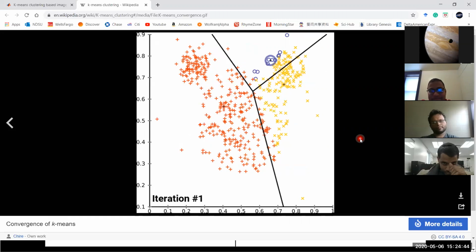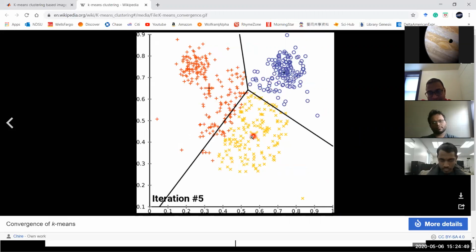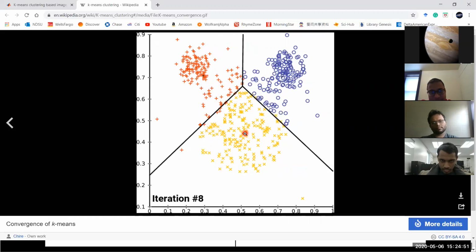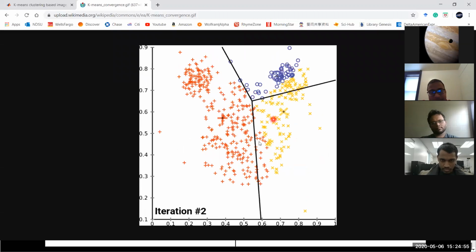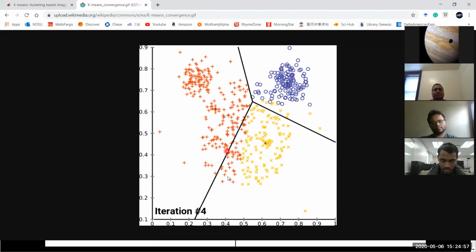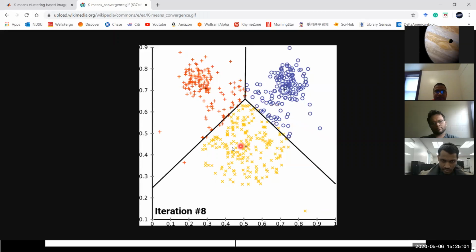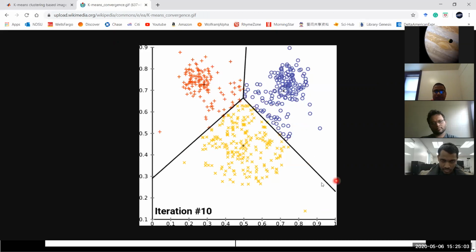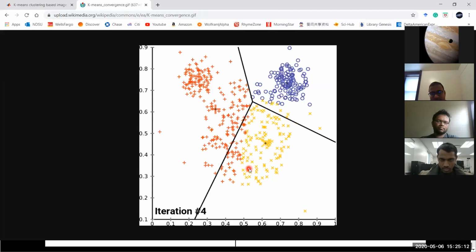See this animation? Iteration 1, iteration 2, see it? So the centroid is updating, and then updating again. And the assignment of the clusters of the data is also updating, see it? And this is actually the boundary. That is what k-means clustering is doing. See it? Okay, so this animation shows some very good points.